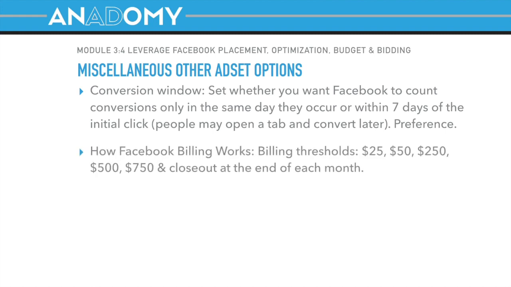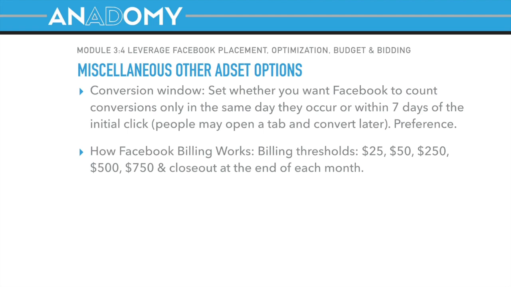Another thing to be aware of is how Facebook billing works. This doesn't strictly fit inside of the ad set level, but because we're talking about budgeting and billing, it might be a good time to cover this. Facebook allows you to select what they call a billing threshold. The way it works is that your ads will be delivered and run, and then you'll be charged retroactively once you hit a billing threshold.